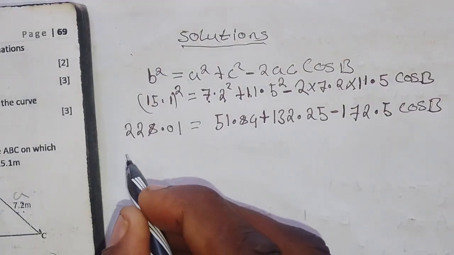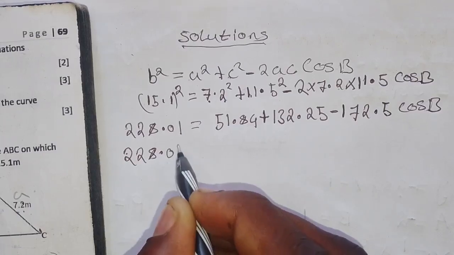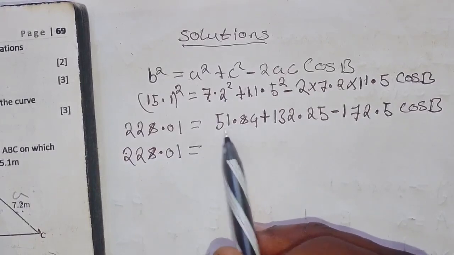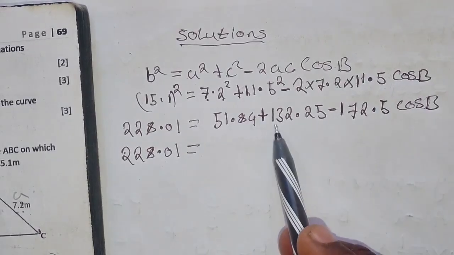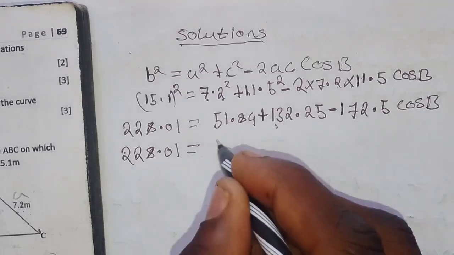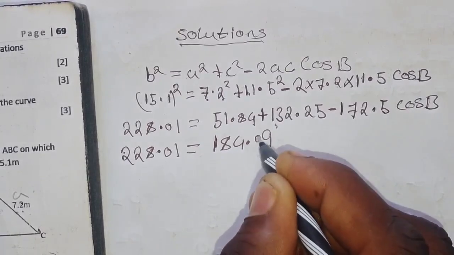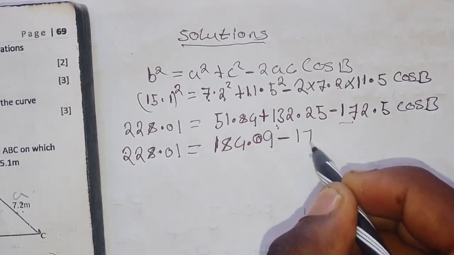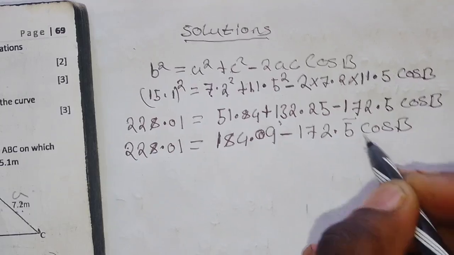So we maintain our 228.01 this side, is equal to, then here you just find the summation of this: 51.84 plus 132.25. This will give us 184.09, minus 172.5 cos B here.